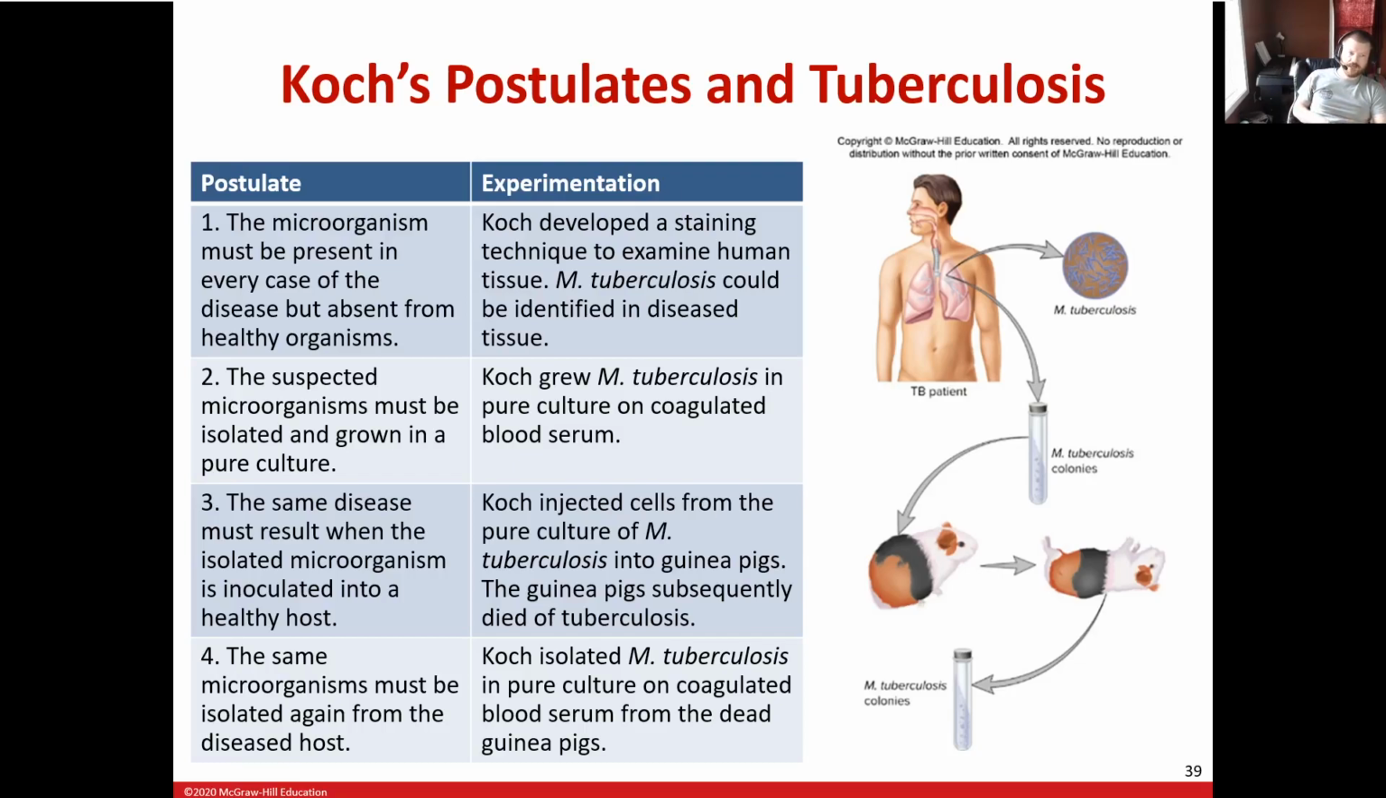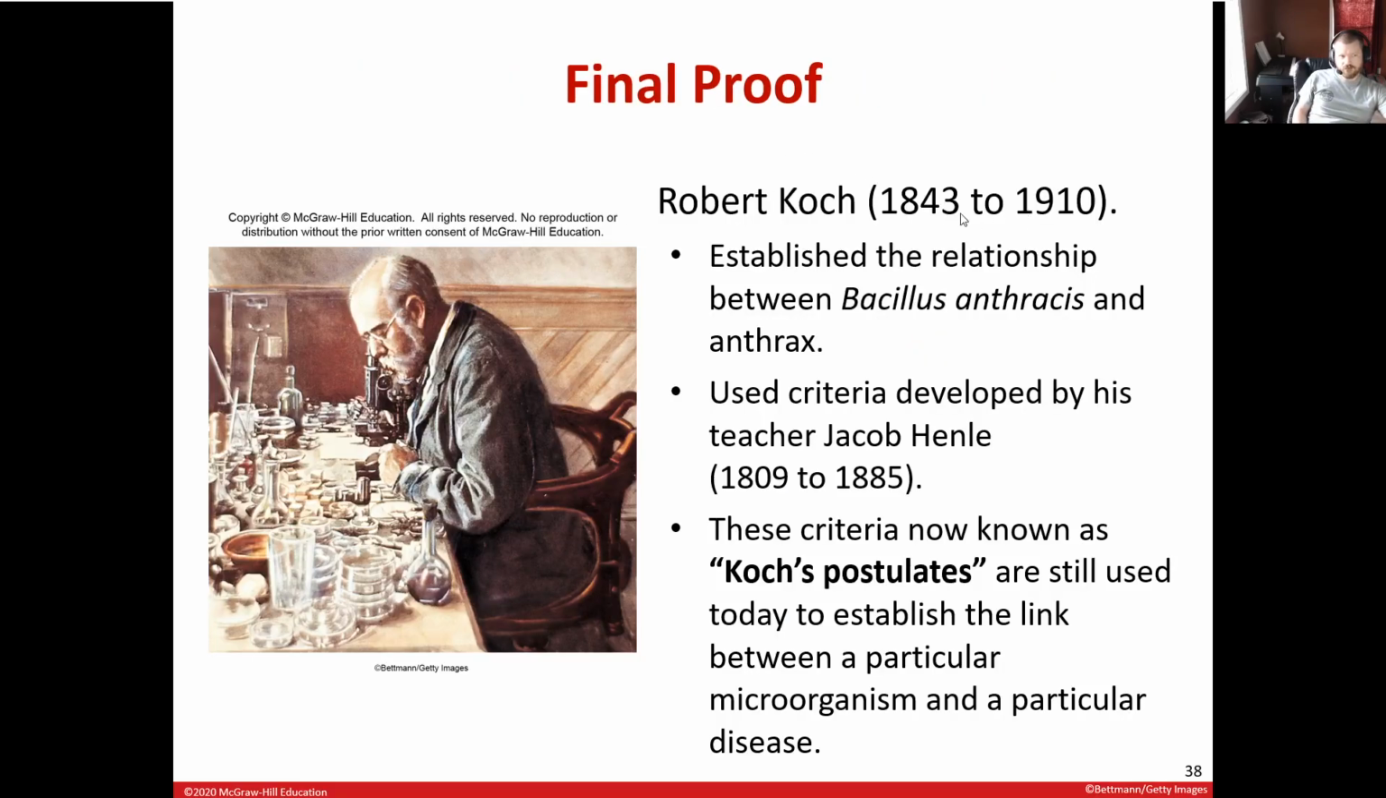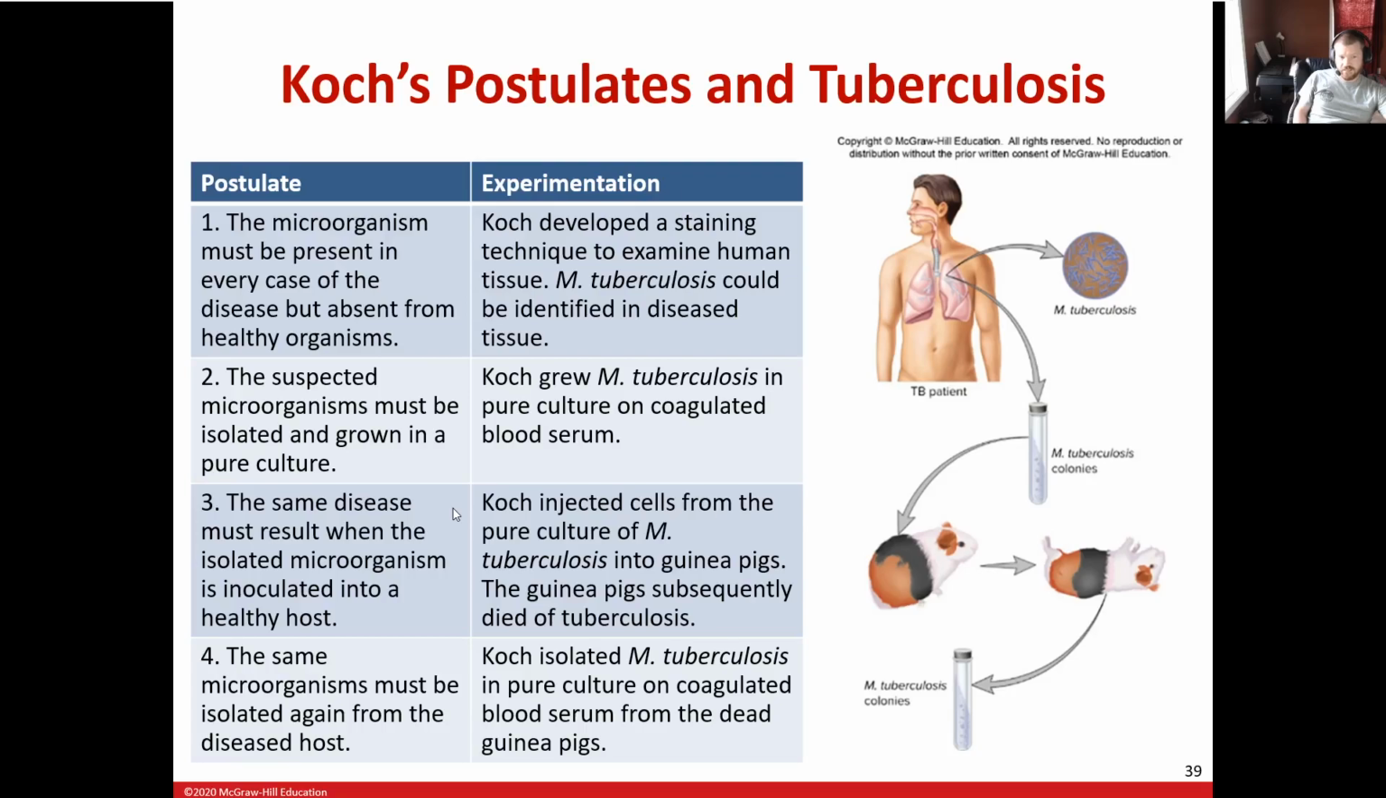And again, thinking about the time when this was developed, right? So 1843 to 1910, pretty groundbreaking stuff to be thinking along these terms. When it wasn't long before this, we were just figuring out what cells were or that spontaneous generation didn't occur. Right, so that's Koch's postulates.